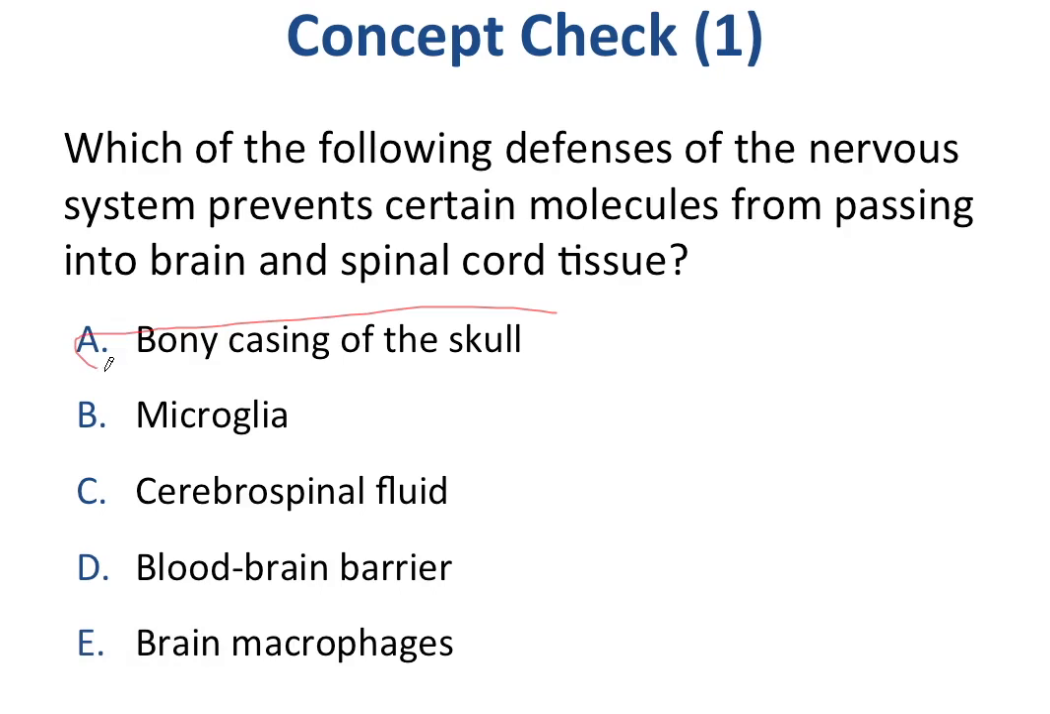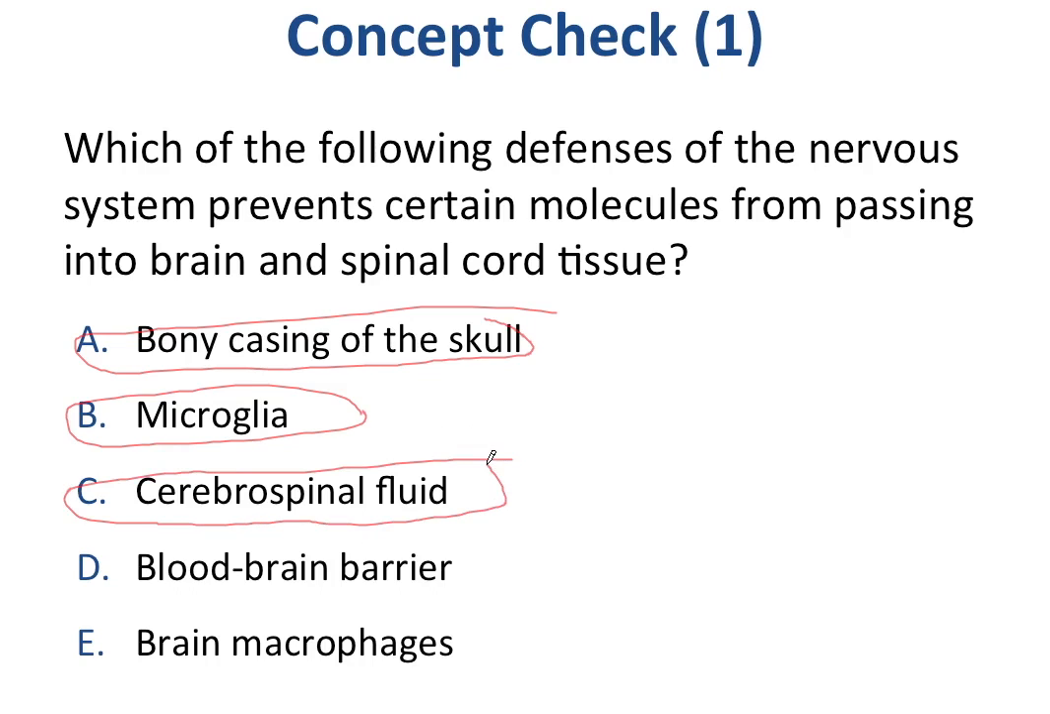Okay, so A is just the physical protection for the nervous system. Microglia, so this is phagocytosis. Cerebrospinal fluid actually provides nutrients and prevents friction. So the correct answer is D, blood-brain barrier.